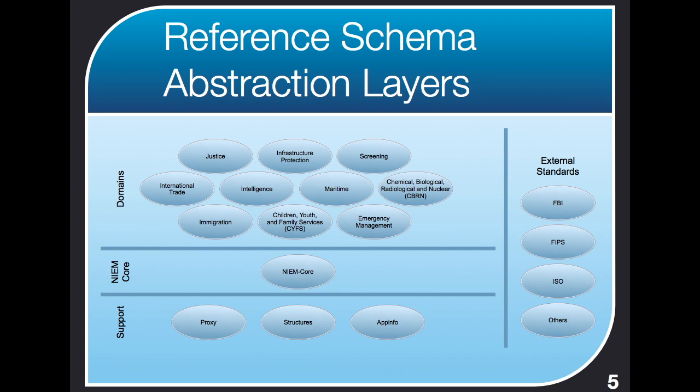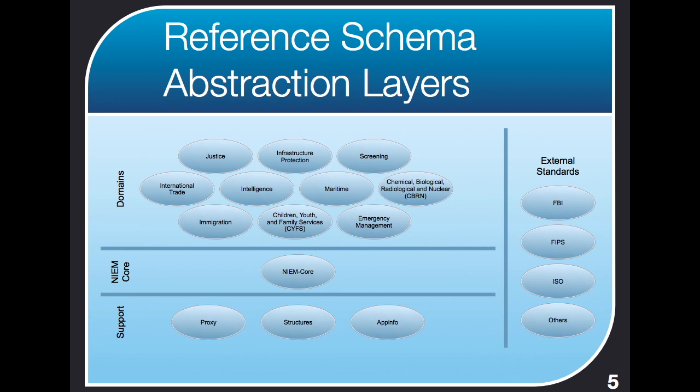So there's no collision there. There's no confusion. If somebody uses term X, we can tell which version of term X we're talking about by looking at the namespace. NIEM Core also has a namespace, and then each of the three support pieces, proxy, structures, and app info, they each have a namespace as well to identify them.